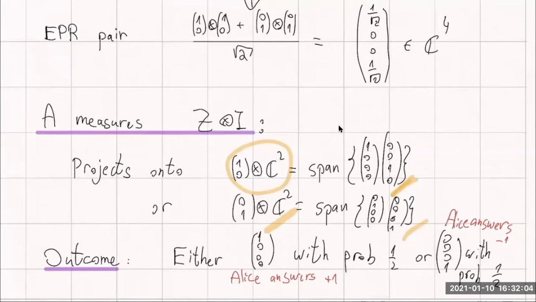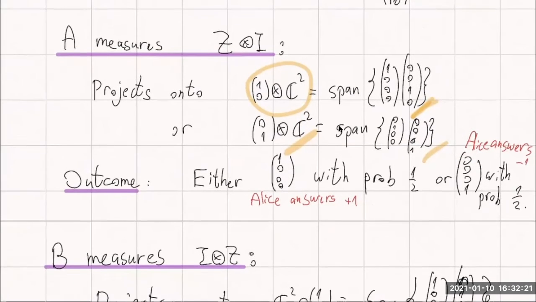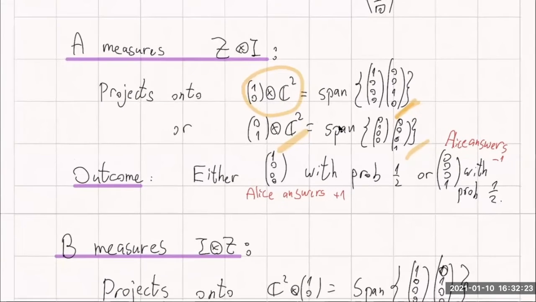Okay, so these are the 2 possible outcomes when A measures with this operator, meaning it just checks the Z measurement on her particle. It just means that it projects the outcome on either of these 2 subspaces. Why is this not fixed?